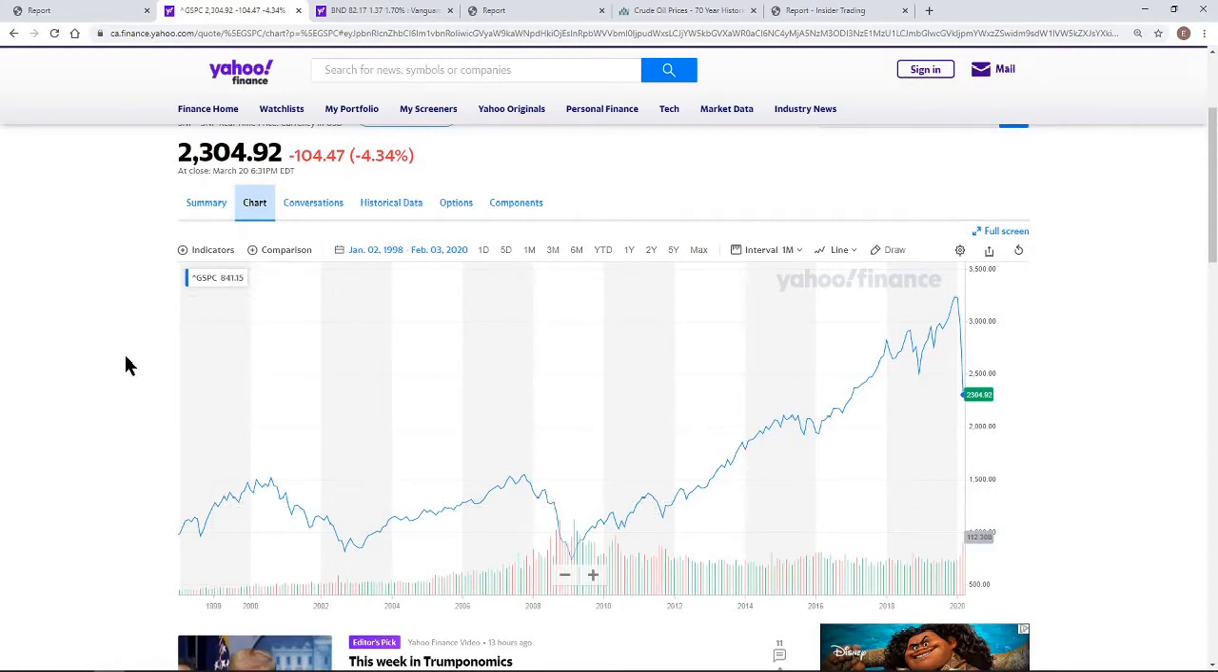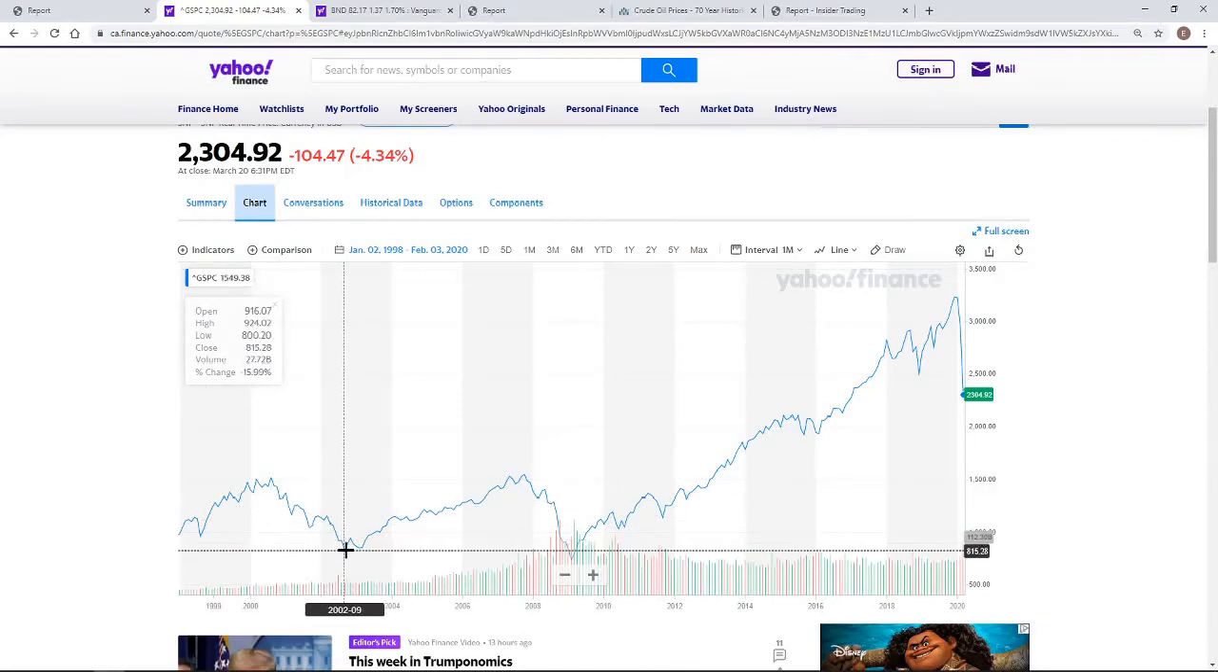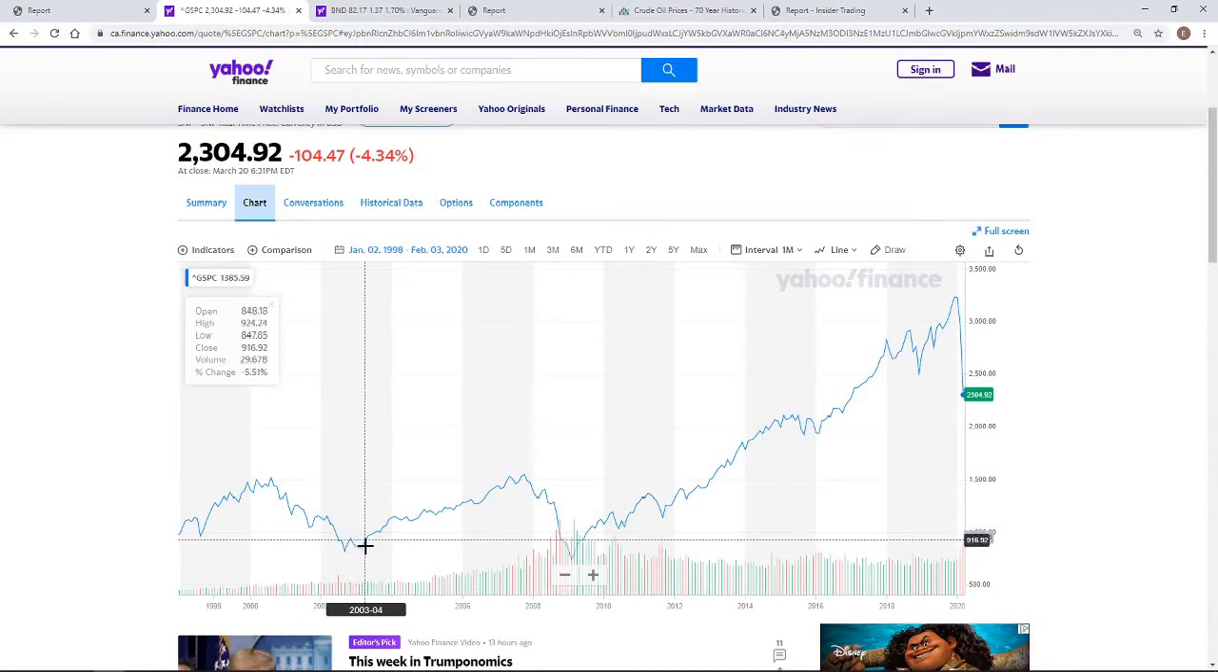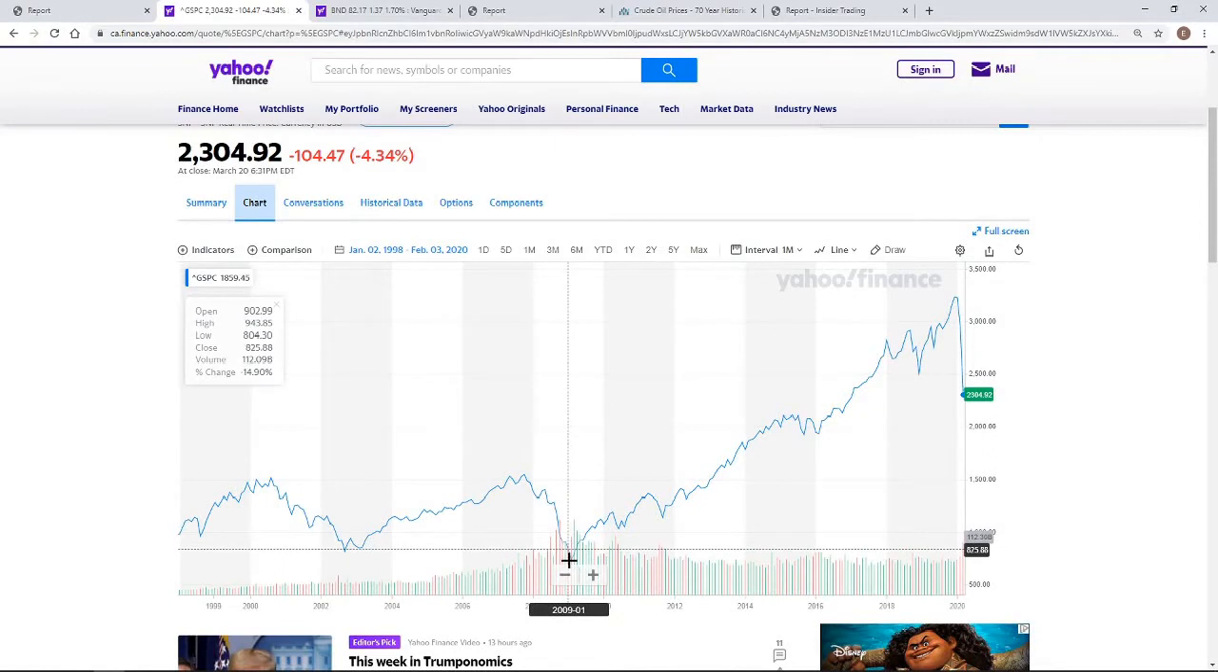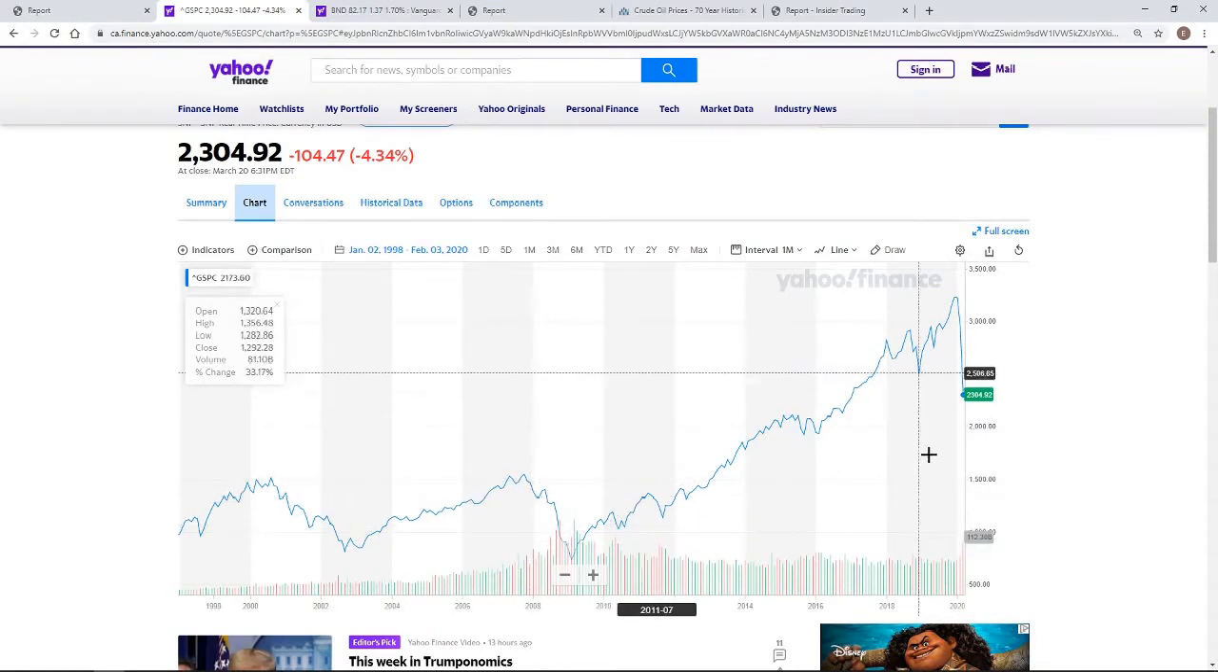Here's the S&P 500 chart since 1998. We see the bottom here, end of 2002. The 2008-2009 recession. And now we're here. So we see really a V-shape. And the question is, this time, are we going to have a V-shape? I don't know. We just don't really know. There's so many things going on.